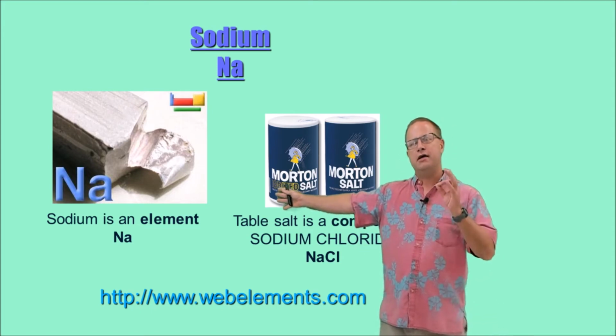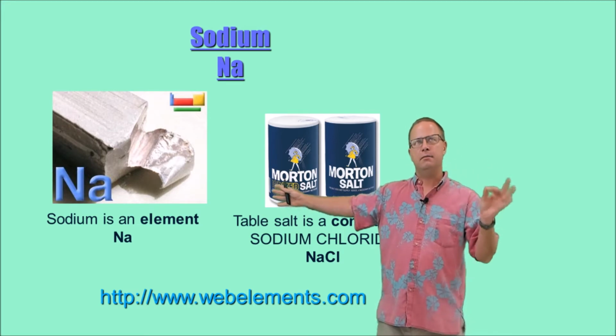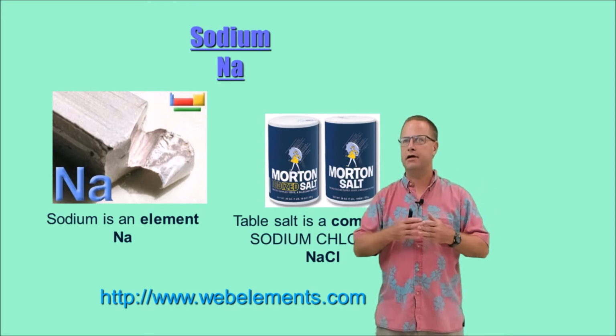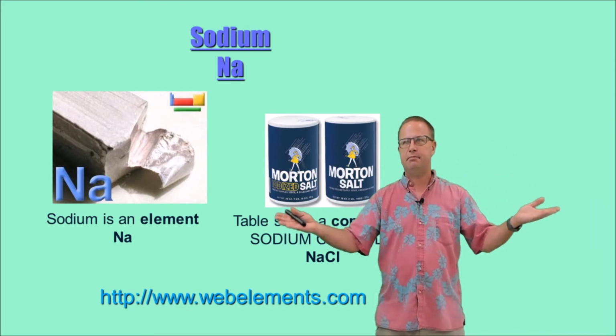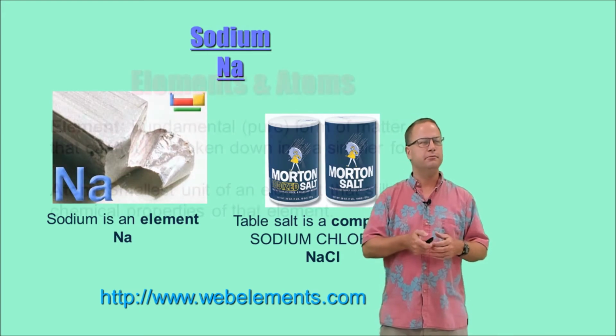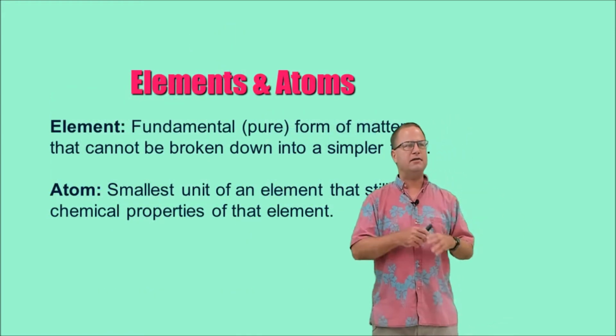So the moral of the story is individual elements have different properties than the compounds they might appear in. Sodium's bad, chlorine's bad, we add them together, and then we get something like sodium chloride, which you can add to your food. Okay, so elements versus atoms.